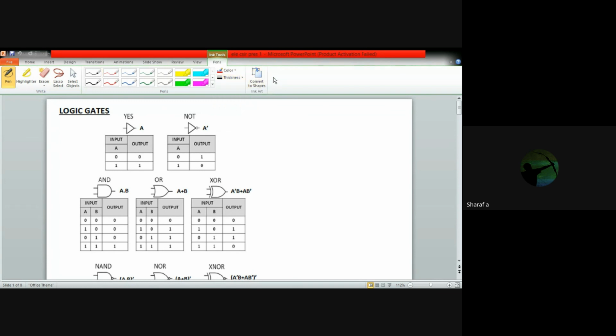Okay, we will start the digital electronics first in the electronics section. And in that digital electronics, the fundamental questions that can come from this section are on logic gates. Okay. Is it audible? Okay.